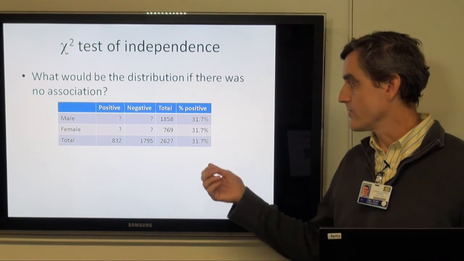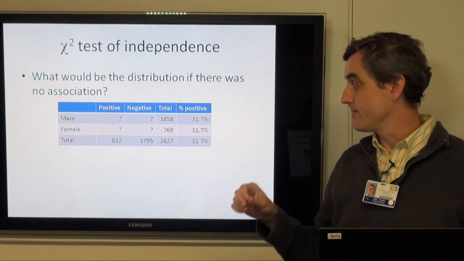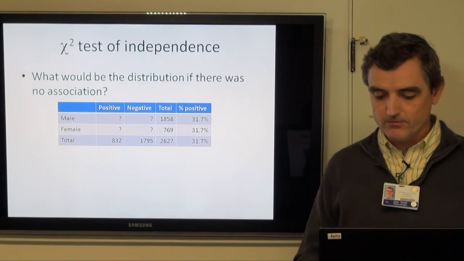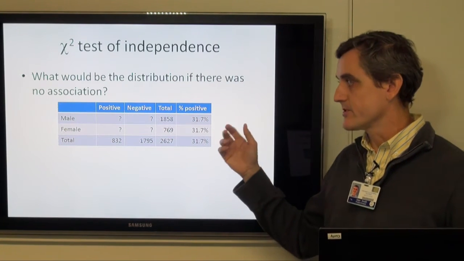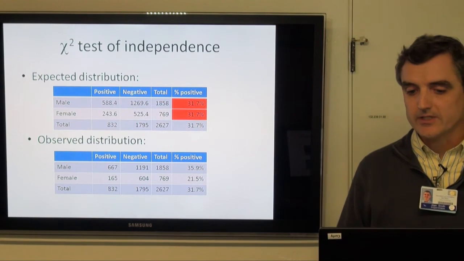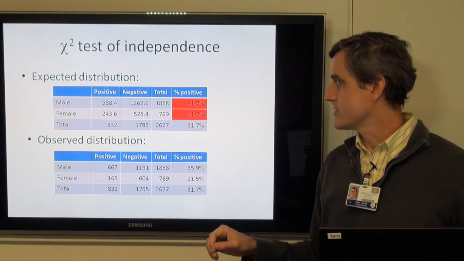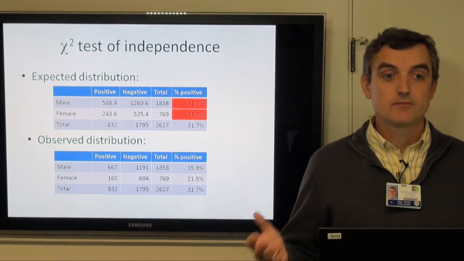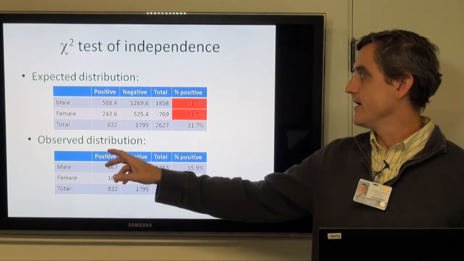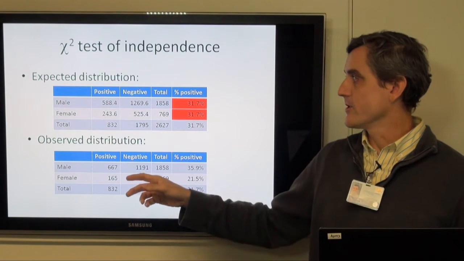So there's 31.7% out of the total number. So we want to know what if it was 31.7% for men and 31.7% for women. And that works out to these numbers here. The actual calculation to find the expected number is taking the product of the marginal totals.